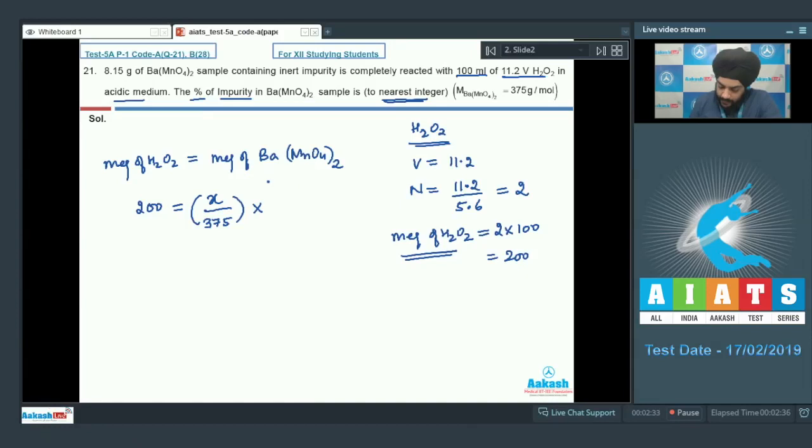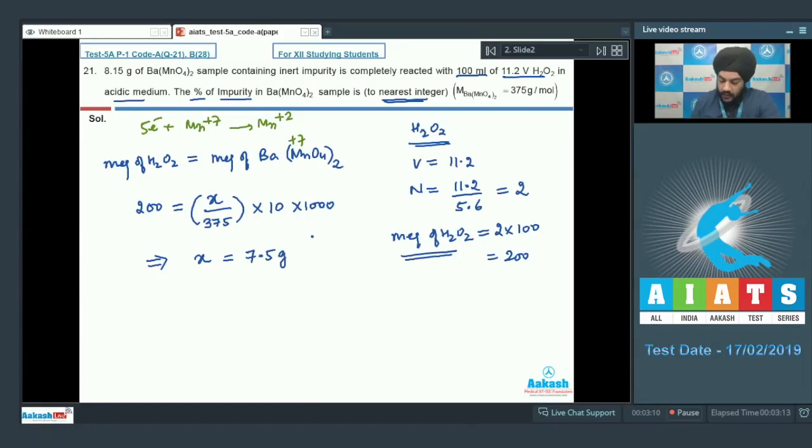The N factor of BaMnO4 whole twice is equal to 10, as there is Mn present in a state of plus 7, and Mn plus 7 converts into Mn plus 2. So for each Mn, there will be a gain of 5 electrons, and there are 2 Mn present inside the compound. So we have the N factor equal to 10, and also we're dealing in terms of MEQs on the left, so we have to multiply this by a factor of 1000.